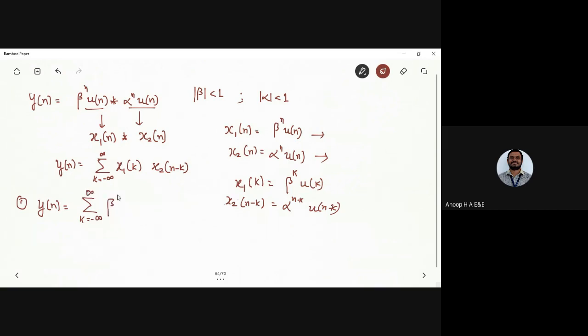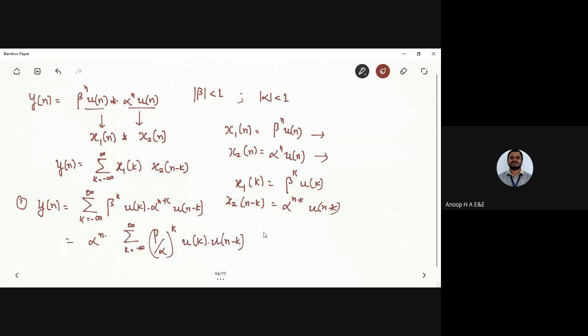So I have beta power k u of k, next I have alpha power n minus k into u of n minus k. Now I'll regroup the terms. Alpha power n is taken as a common factor outside the summation, and I have sigma k equals minus infinity to plus infinity (beta divided by alpha) power k, u of k into u of n minus k. So I can represent the terms here.